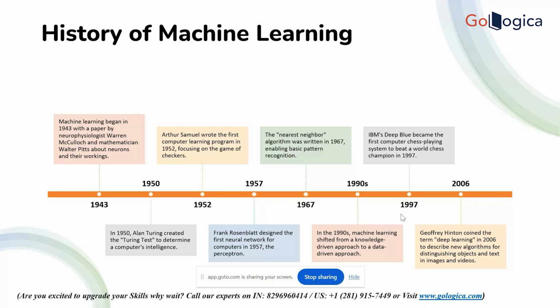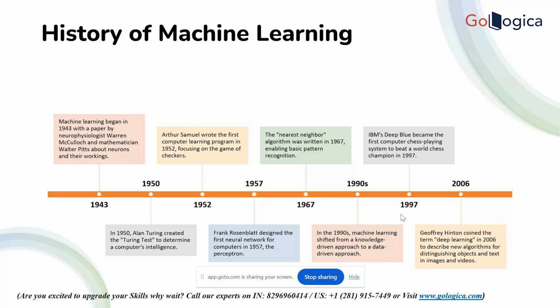This could be used to map a route for traveling salesmen, starting at a random city but ensuring they visit all cities during a short tour. But we can say that in the 1990s, we saw a big change. Now, work on machine learning shifted from a knowledge driven approach to a data driven approach.